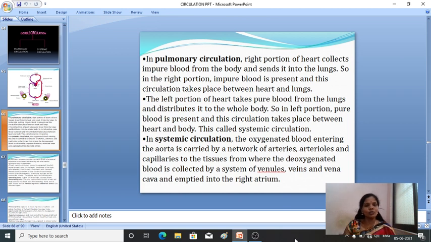Fine. So I hope you understood the definitions of pulmonary circulation and systemic circulation. Pulmonary circulation carries the deoxygenated blood, that is impure blood, and this impure blood is carried by the right part of the heart. Here the circulation takes place between the heart and the lungs. In systemic circulation, the left part of the heart carries the oxygenated blood, and the circulation takes place between the heart and the body. So it is known as systemic circulation.